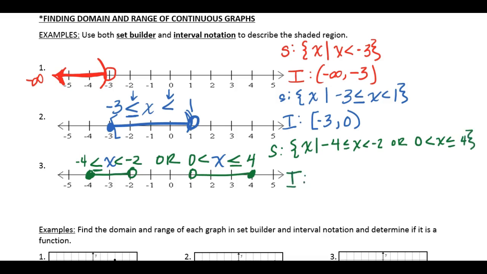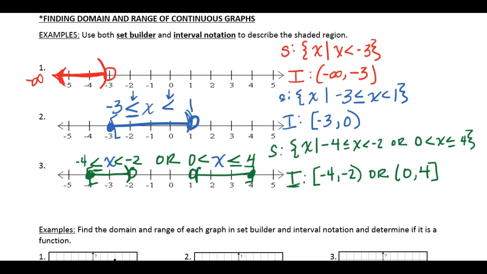Interval notation is quite similar. Okay, consider this. Closed circles are always brackets. Open circles are always parentheses, and this one's a bracket. So we just repeat our numbers. We would say bracket -4 to -2, or 0 to +4 with a bracket. All right? So that's how you handle set notation and interval notation for each of those possibilities.